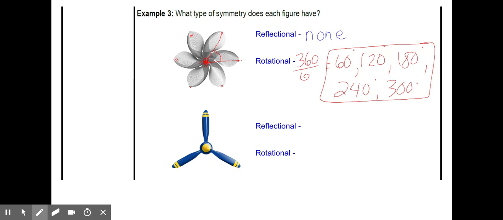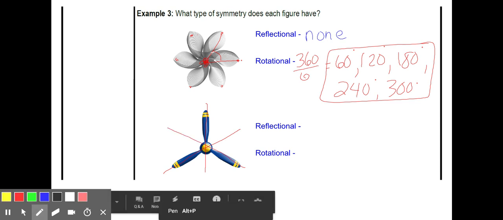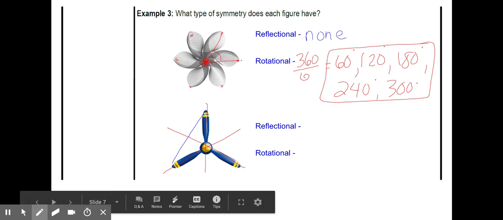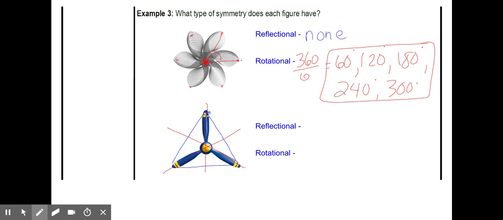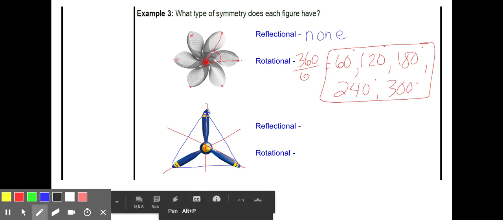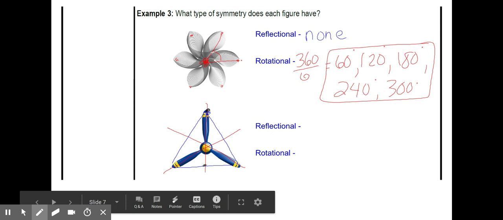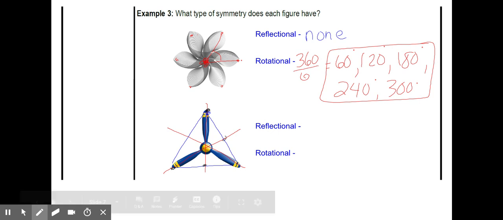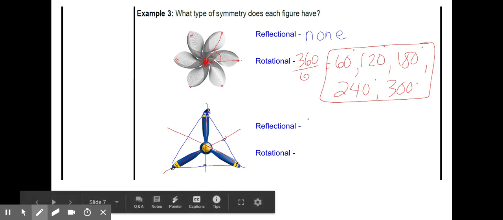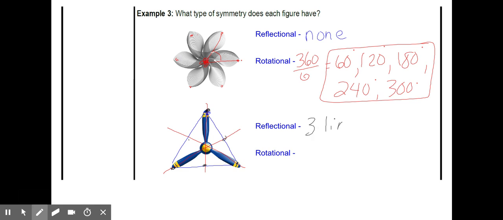In our figure down below, if we look at reflectional symmetry, there's 1, 2, 3. If I think of this like an equilateral triangle, in this case we're going from vertex to midpoint, vertex to midpoint. So we have 3 lines of symmetry.